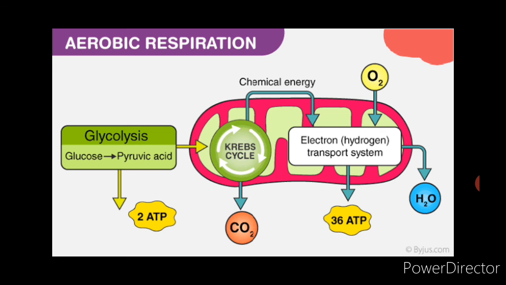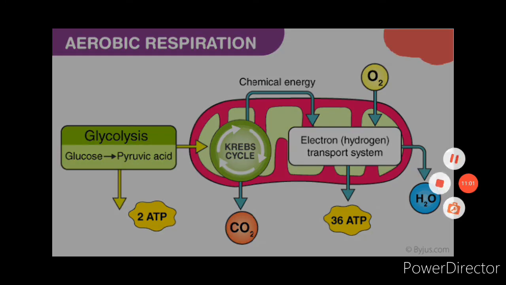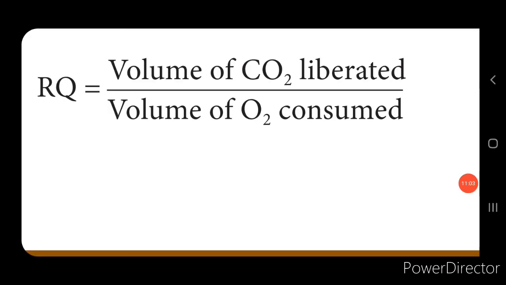Let's see what is respiratory quotient. Look at the picture, children. RQ is nothing but the respiratory quotient. It is the formula which gives the ratio between the volume of carbon dioxide that is liberated divided by the volume of oxygen that is consumed. So the respiratory quotient is the ratio and the formula is given. So this is how the respiratory quotient is calculated.